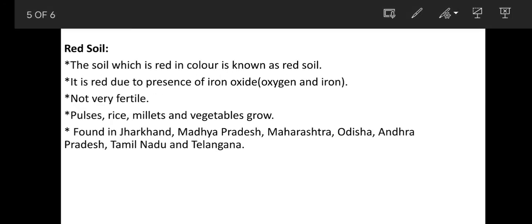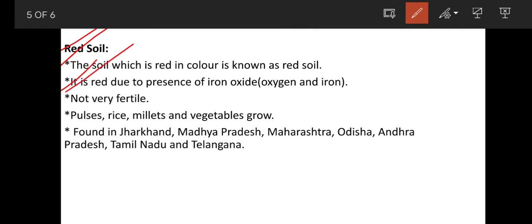Next, we will discuss red soil. The soil which is red in color is known as red soil. What do you mean by red soil? Red soils are red in color. So these types of soils are known as red soil. And why are red soils red? They are red due to the presence of iron oxide.